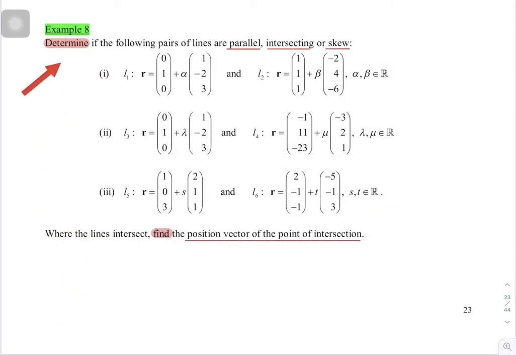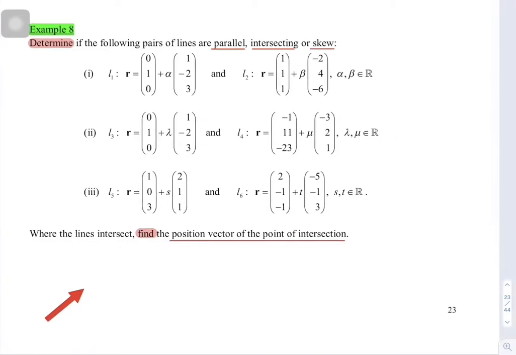Alright, in example 8, we are to determine whether the following pairs of lines are either parallel, intersecting, or skew. And if the lines intersect, we are supposed to find the position vector of that point of intersection. So let's take a look at part 1.